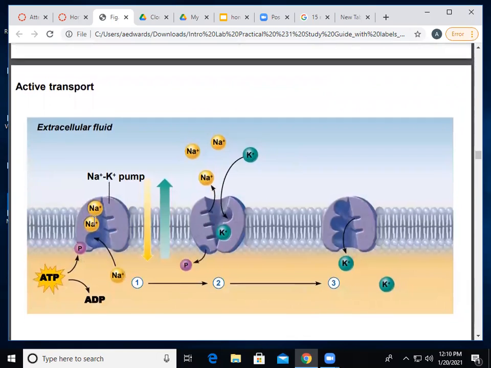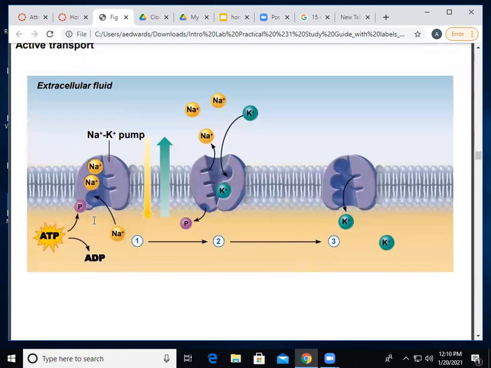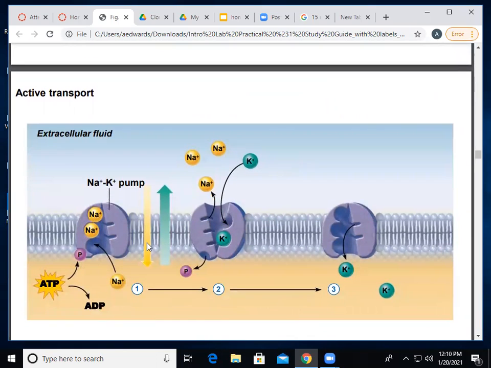Real quick, I know we've got to go, but we've got one slide. Most of what we've talked about is passive transport. Passive transport means no ATP is required. Active transport means you require energy, in the form of ATP.